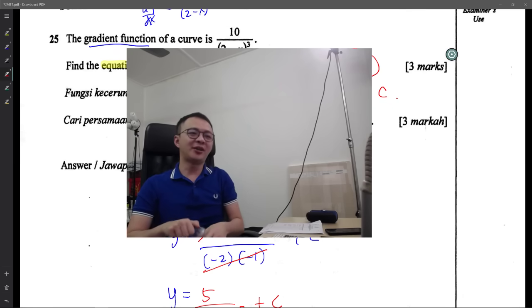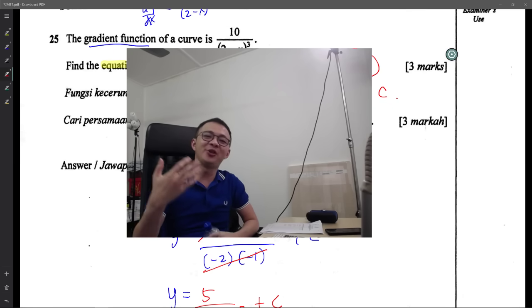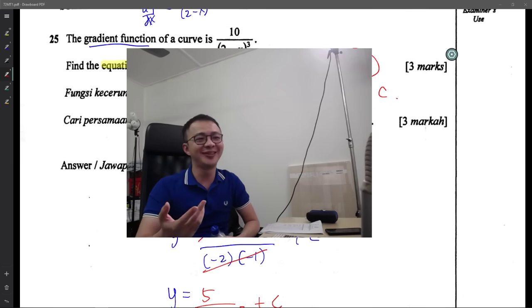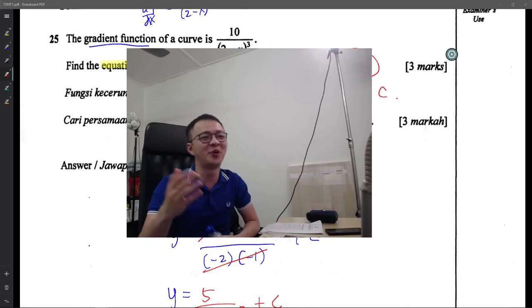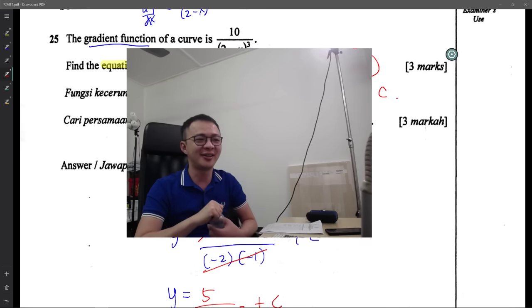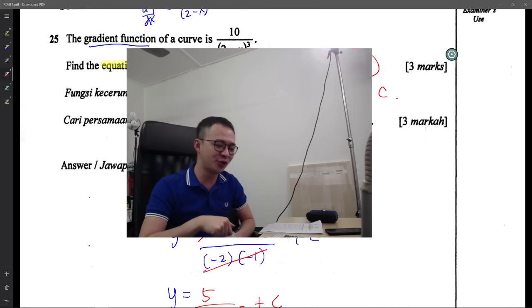Why cannot use differentiation? Because in order to find the equation of the curve, there's only one way, integrate dy/dx. And the gradient function already is the dy/dx, so you don't need to differentiate again. If not, it will be d2y/dx squared. Alright, so therefore cannot use differentiation.